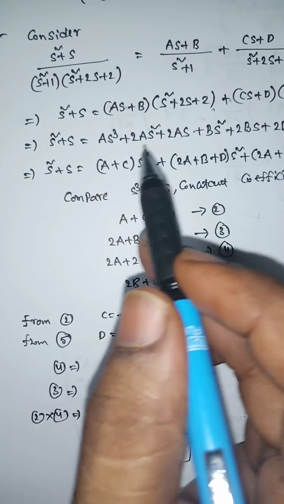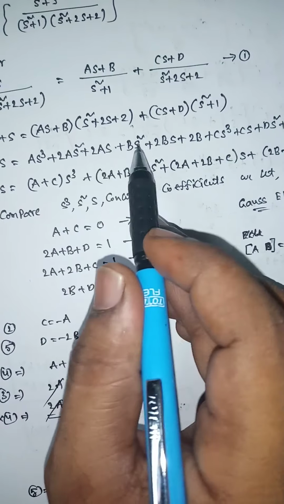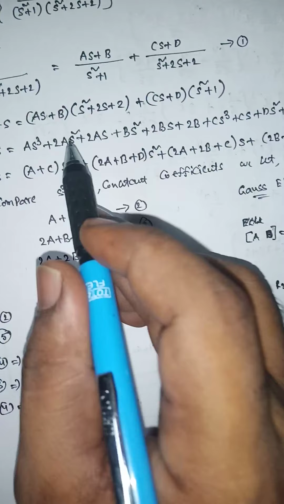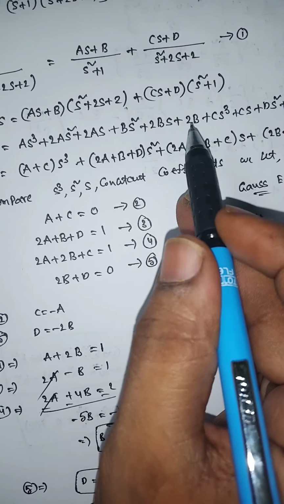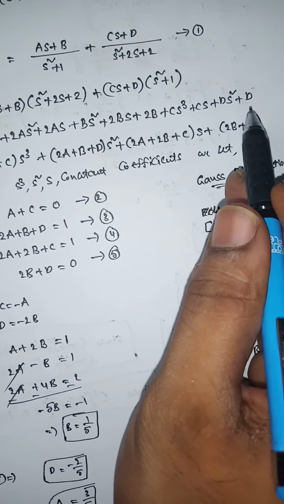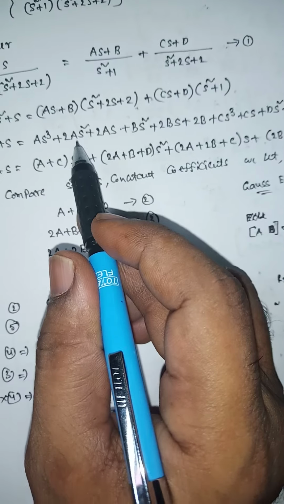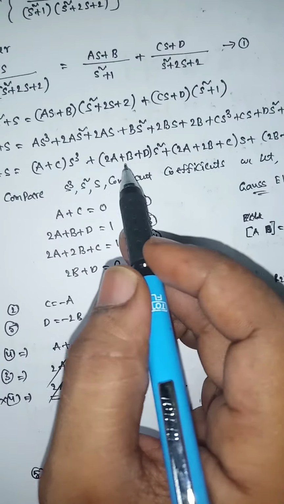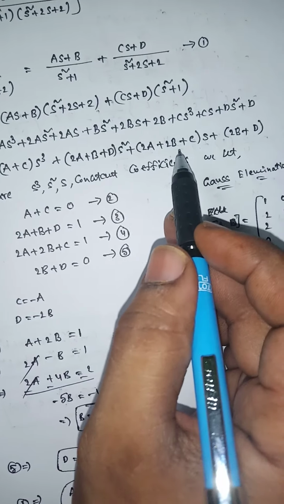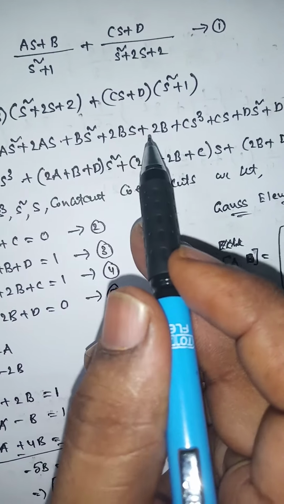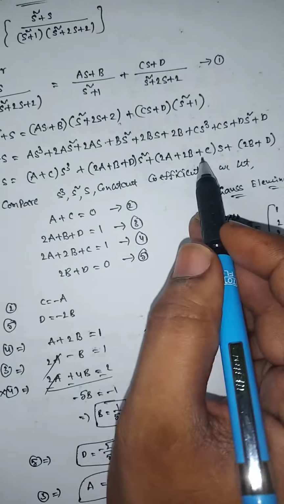Now s square plus s equals to as cube, cs cube. These are the s cube terms, 1, 2, 3. These three are s square related terms, 1, 2, 3. These three are s related terms, and 2b and d are the constant related terms. So s square plus s equals to (a plus c) into s cube, plus, from these three terms take s square as common, (2a plus b plus d) into s square, plus, from these three terms take s as common, (2a plus 2b plus c) into s, plus two constants, 2b plus d. Like this, in the RHS write the s cube term, s square term, s term and constant term.